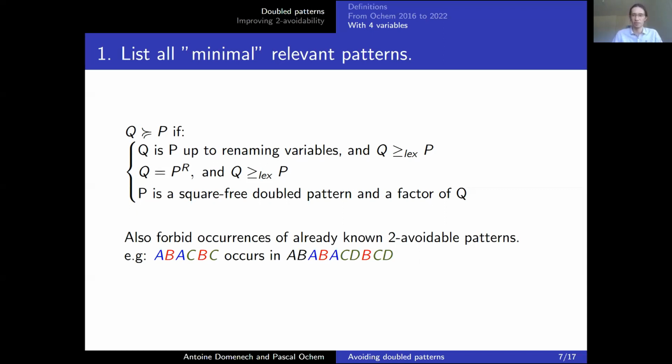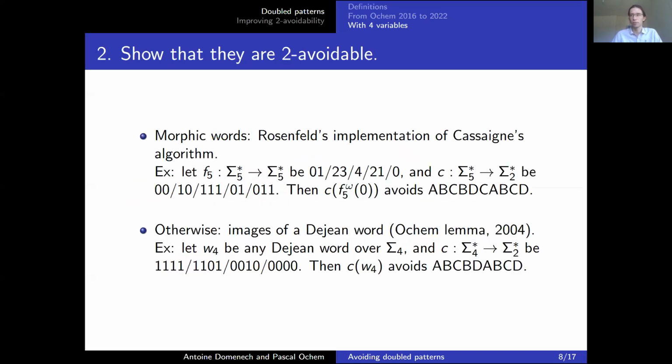Now we have to show that they are avoidable. And for this, we have two methods. The first one, and our favorite one, is to use Cassaigne's algorithm. So we use Matthew Rosenfeld's implementation of it. And what Cassaigne's algorithm does is, if you give it a small morphism and a pattern, it will test if the corresponding morphic word avoids the pattern.